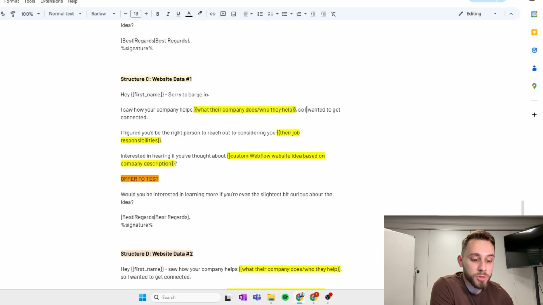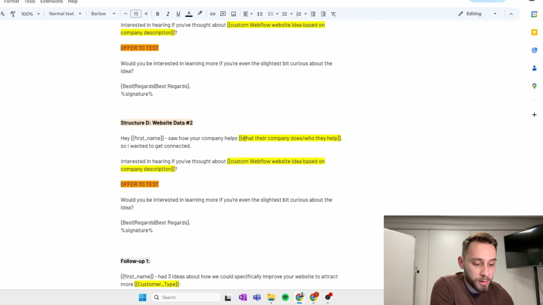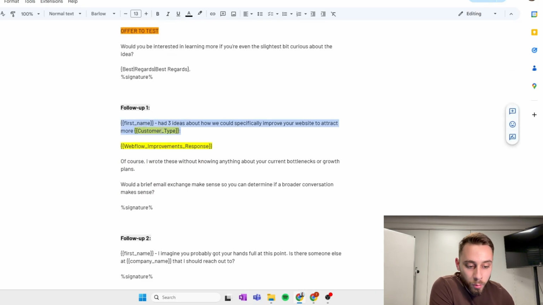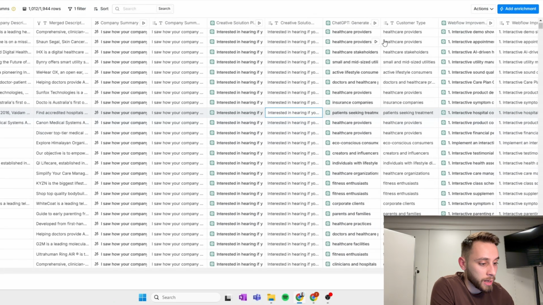So we can create a prompt for each specific case. Here, in this structure, we already created the prompt for this. We already created the prompt for this. We're testing the offer, so we're not changing anything here. And now we want the prompt for the customer type. So this is the next one that we have lined up here.